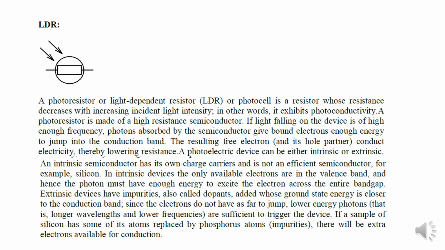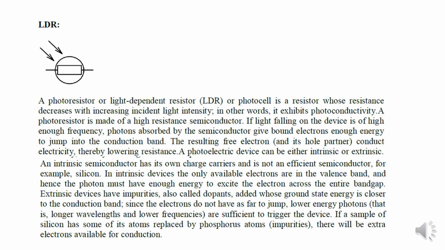Next is the LDR. This is the photoresistor, or light dependent resistor, or photocell, whose resistance decreases with increasing incident light intensity. If light falling on the device is of high enough frequency, photons absorbed by the semiconductor give bound electrons enough energy to jump into the conduction band. The resulting free electrons conduct electricity, thereby lowering the resistance.